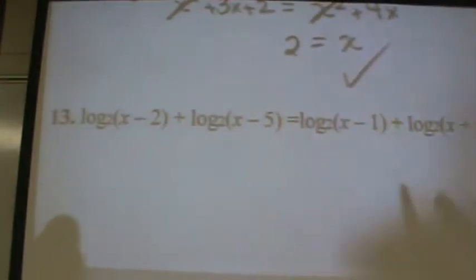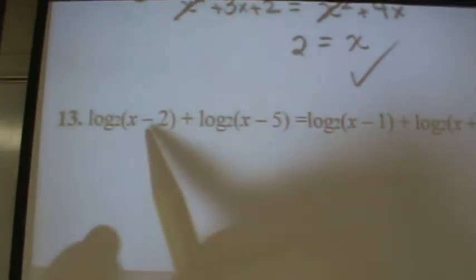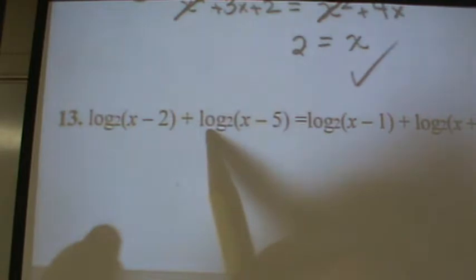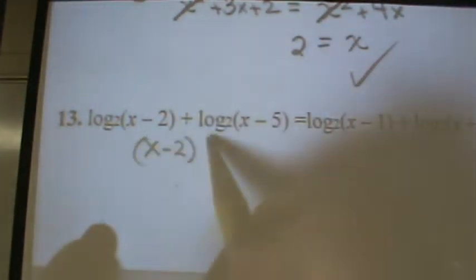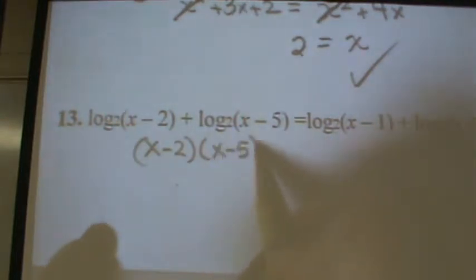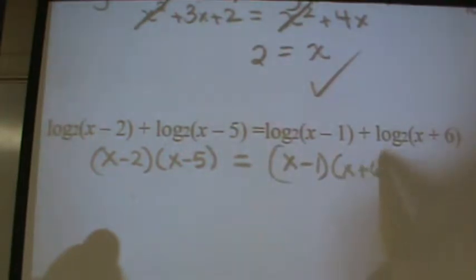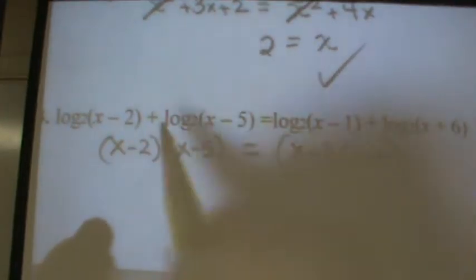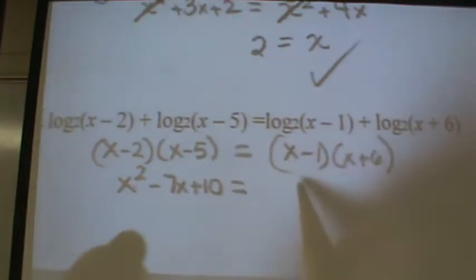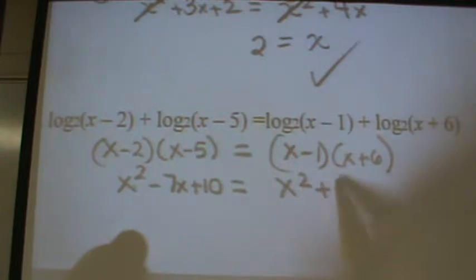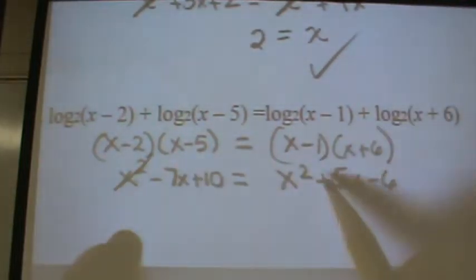Number 13, the same thing happens here. We don't have a lot of room, so I'm gonna condense this as these two log base 2's are gonna cancel. So you end up with x minus 2 times x minus 5, x minus 1 times x plus 6. So we have to distribute, FOIL. You get x squared minus 7x plus 10. And this is x squared plus 5x minus 6. These cancel.